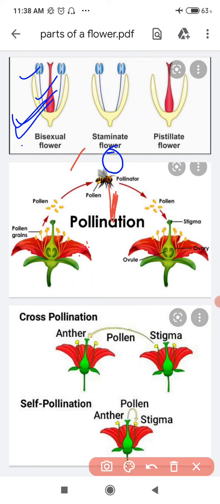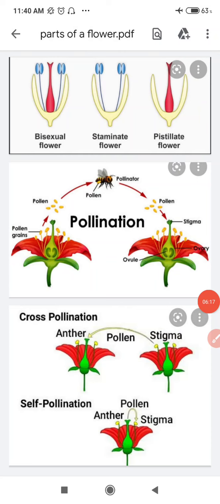And in some plants, the flower bears only one reproductive organ, male or female. Here only male part and here only female part. Such flowers are called unisexual or monosexual flowers. The male flowers bear only the stamens and the female flowers bear only the carpel. In this case, the male flowers are called staminate while female flowers are called pistillate flowers.